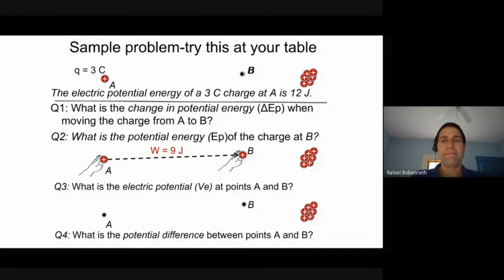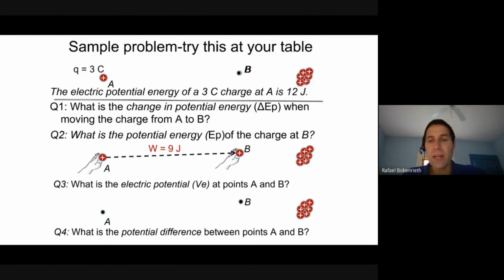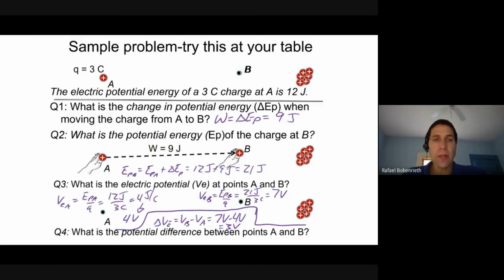So let's do it. Okay, I suspect some of you haven't had enough time, but in the interest of making sure you have time in the breakout rooms, I'm going to reveal the answers and talk through them here as well. Question 1: what is the change in potential energy when moving the charge from A to B? Again, remember the work is equal to the change in potential energy. So it's going to be 9 joules, because that's what shows down here. 9 joules is given to you there.